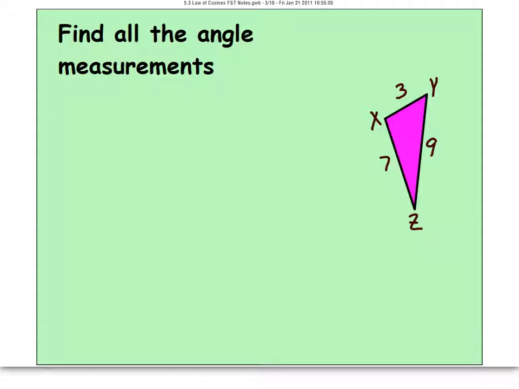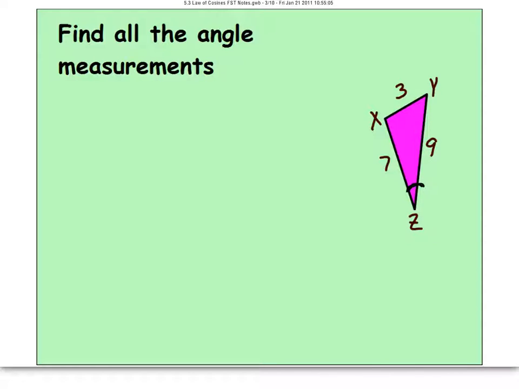Now in Learning Objective B, we're going to use law of cosines, and this time I'm going to show you how to solve when you have to find the angle. So we have to find all the missing angles, so just pick the one that you want to do. Why don't we go ahead and first look at angle Z.